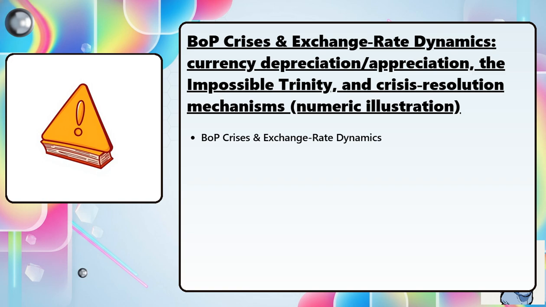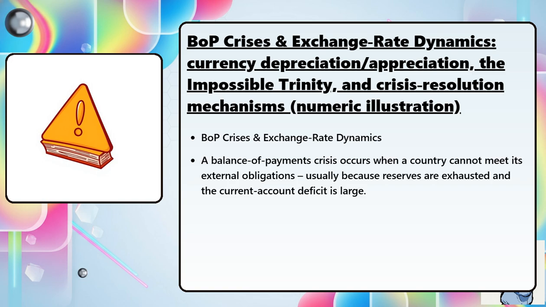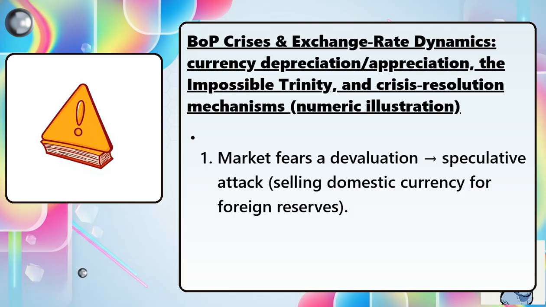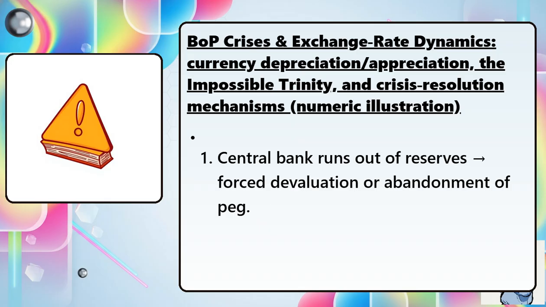BOP crises and exchange rate dynamics. A balance of payments crisis occurs when a country cannot meet its external obligations, usually because reserves are exhausted, and the current account deficit is large. Typical steps: persistent CA deficit leads to outflow of capital, leading to reserve depletion. Market fears a devaluation, leading to speculative attack, selling domestic currency for foreign reserves. Central bank runs out of reserves, leading to forced devaluation or abandonment of peg.